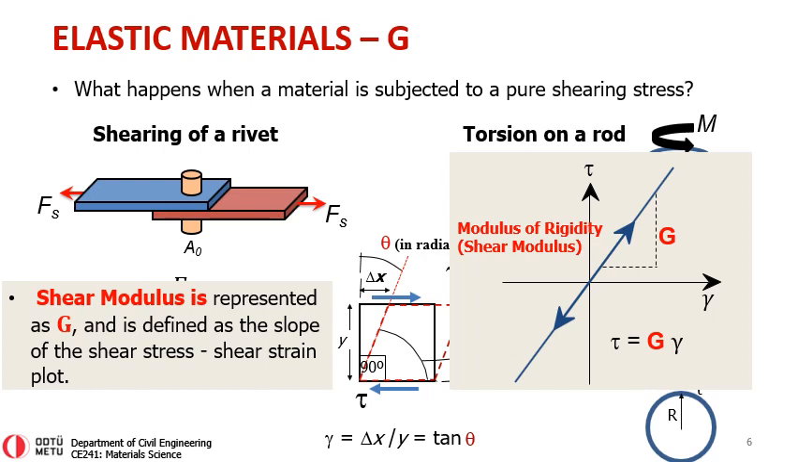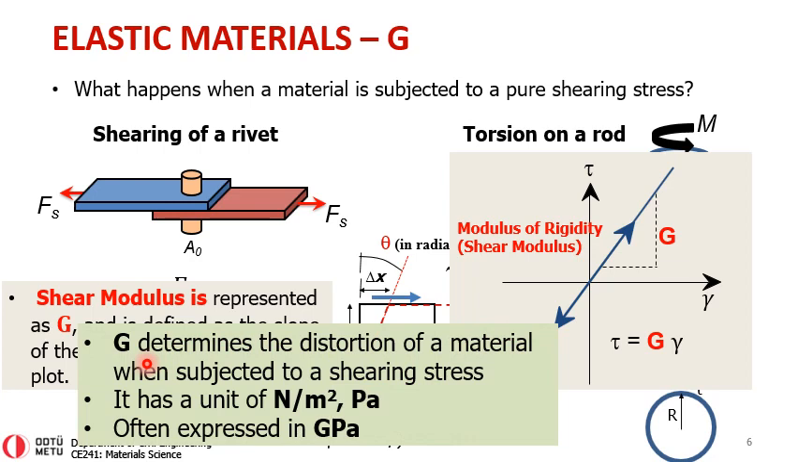And again, we have seen the third elastic constant, which is G, or modulus of rigidity, or shear modulus. And G determines the distortion of a material when subjected to a shearing stress, and it has a unit of, again, newtons divided by meter square, or pascals, and often expressed in gigapascals. So it's again a big number.